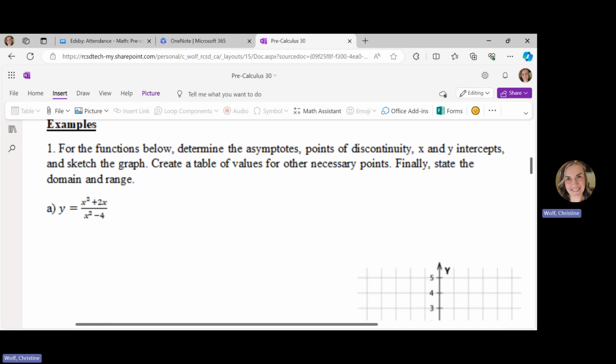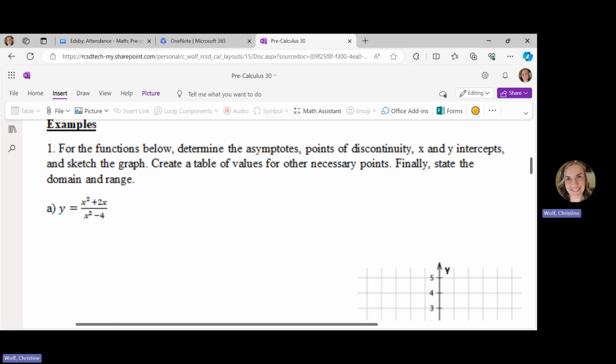So for the functions below, determine the asymptotes, just like we did yesterday. The points of discontinuity, that's new. We'll determine the x and y intercepts, and we'll sketch the graph. We're going to create a table of values for any other points we need. And finally, we're going to state the domain and range. So we got lots to do.